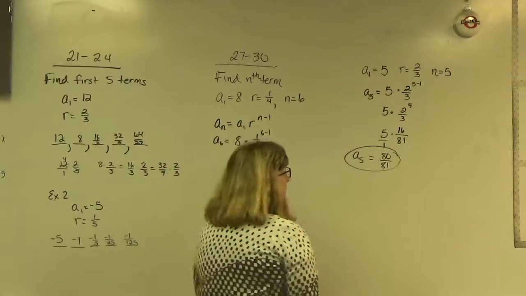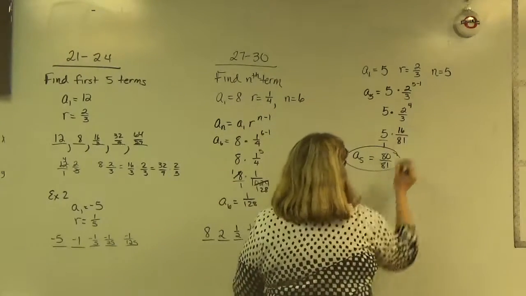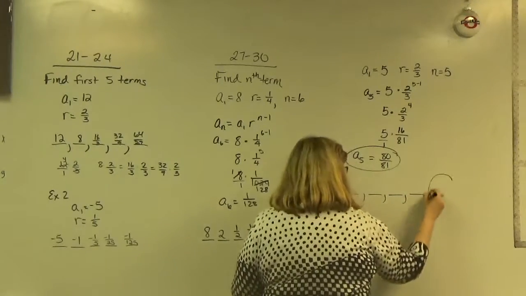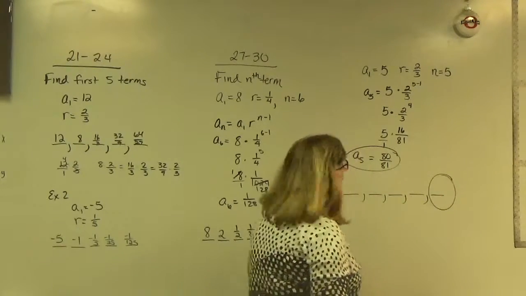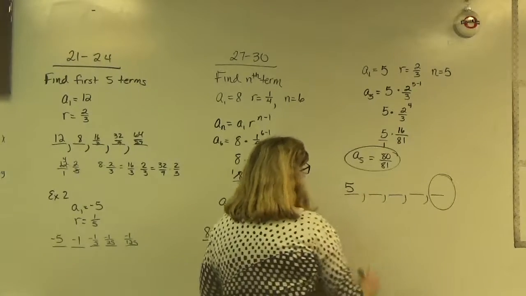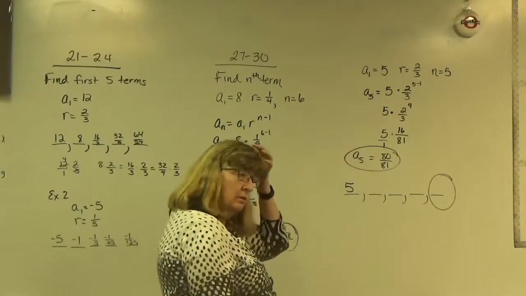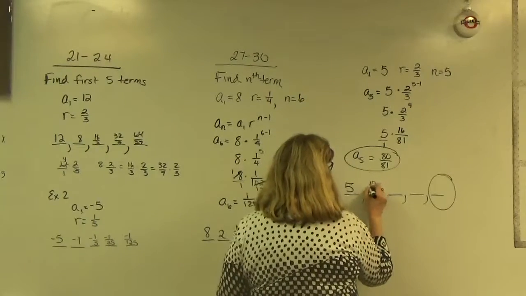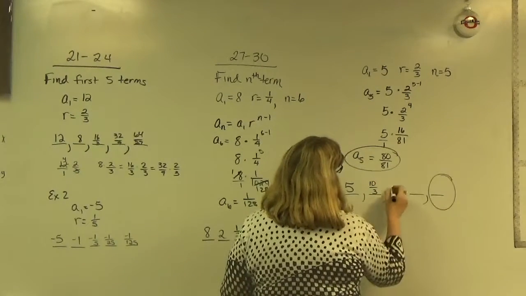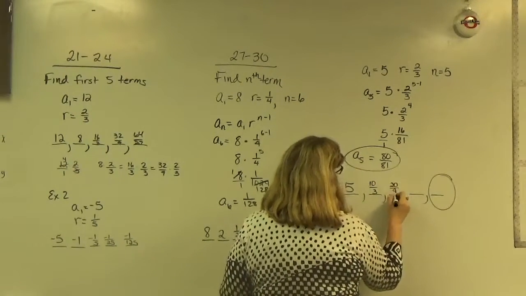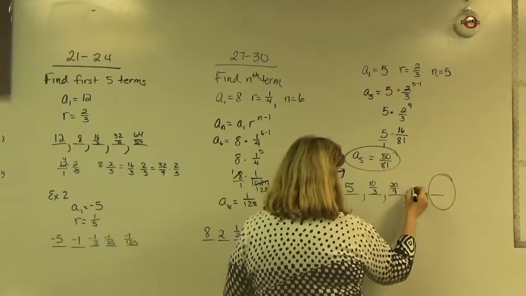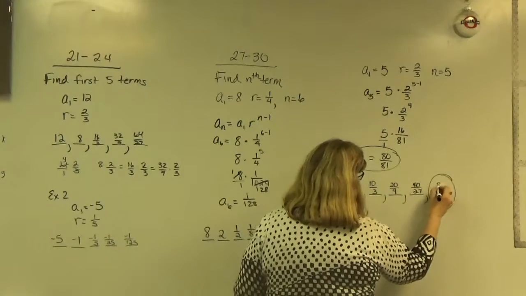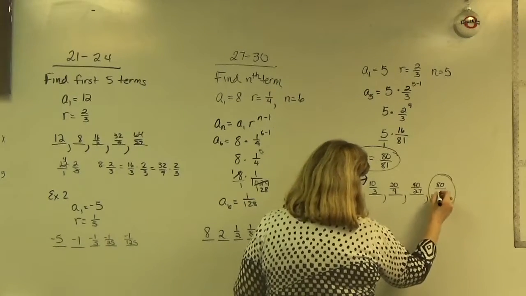Now, let's do the common sense way. Since there's 5 numbers, n is 5, so I'm going to have 5 blanks, but the only answer is coming from that 5th blank. When the first term is 5, what do I have to do to get there? Multiply by 2/3, so that's 10/3. Multiply by 2/3, that'd be 20/9. Times another 2/3 would be 40/27. Times another 2/3 would be 80/81.